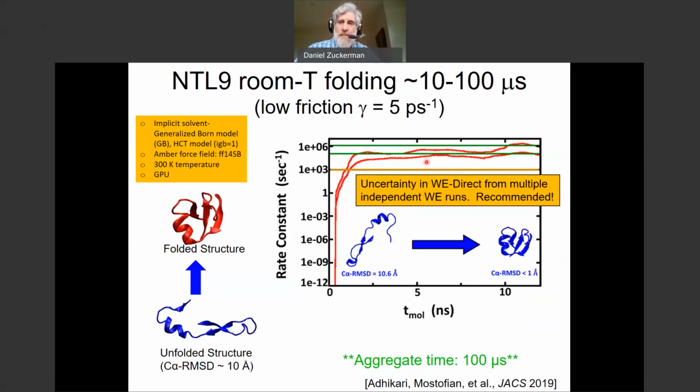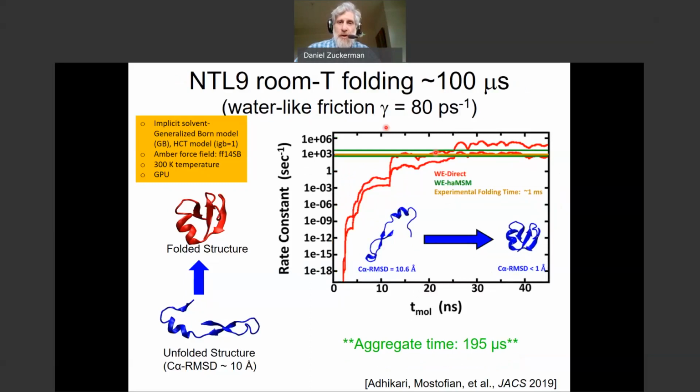If you go to, oh yes, one quick comment, the uncertainty that you see in the range in these red lines is actually developed by using multiple independent weighted ensemble runs. And that's something I always recommend that you do, just to get a sense of how variable your runs are and to know how many of them you need to do.